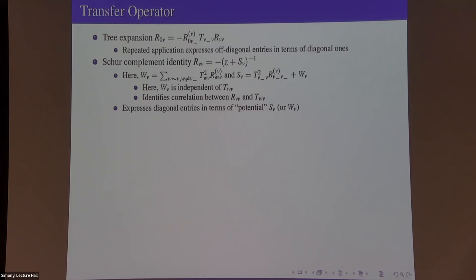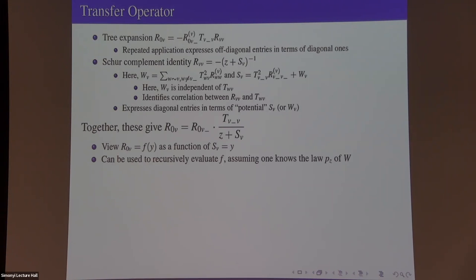So the point of this though is that I have some way of expressing an off-diagonal resolvent entry as a product of diagonal resolvent entries, and I have some other identity that allows me to compute the diagonal resolvent entries. So you can imagine that if I combine them, I'll have some way of recursively computing this guy in terms of this guy times something explicit, and then I can compute this guy in terms of this guy times something explicit, and I can keep going. So I can recursively evaluate this off-diagonal resolvent entry this way.